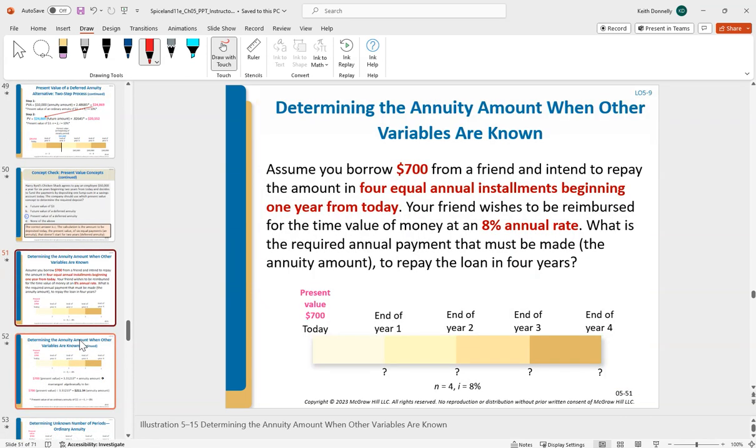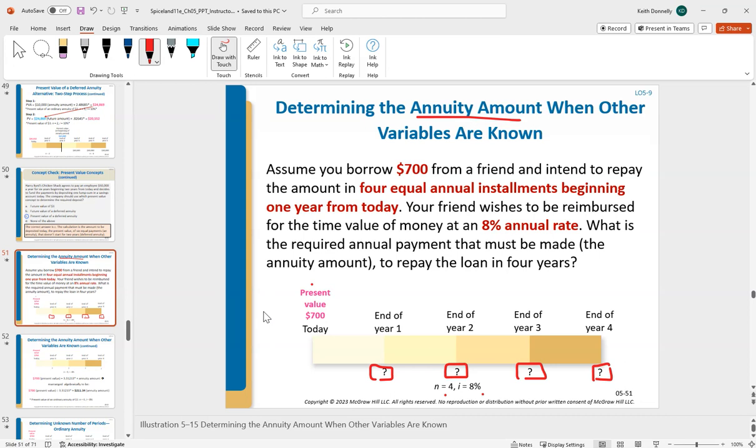They have an MCQ there. Then they start playing the shell game again. They're saying determining the annuity amount. So the missing value here is the annuity amount, how much each payment is going to be, whenever we give you all the other information. So they're just hiding the ball somewhere else.